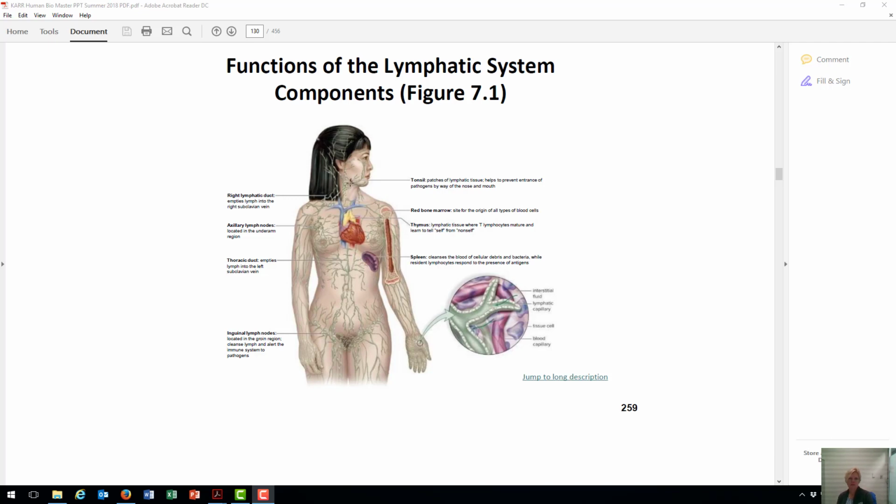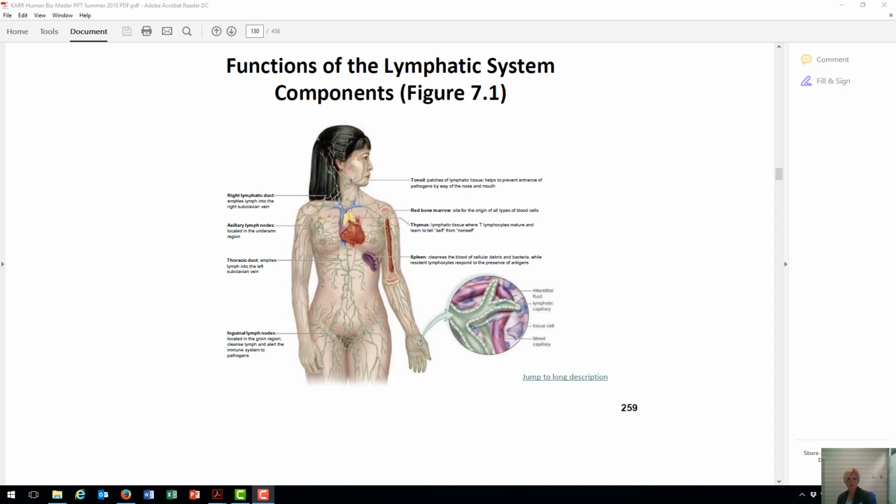But we also have tonsils. These too are little patches of lymphatic immune cells that help prevent infection in the mucous membranes of the respiratory tract. The tonsils are located in the back of the throat, and then we have the adenoids that are up at the base of the nasal cavity, a little higher up.